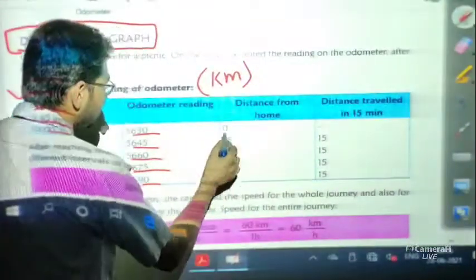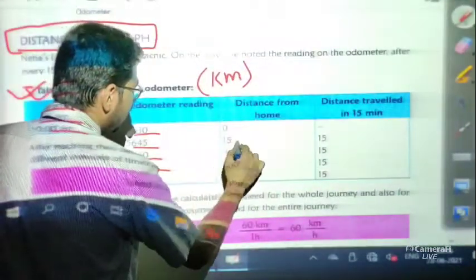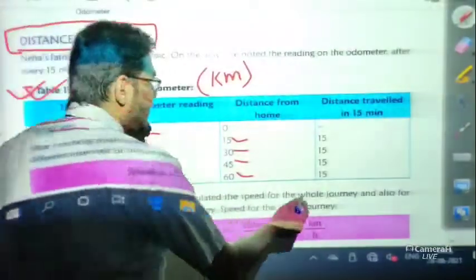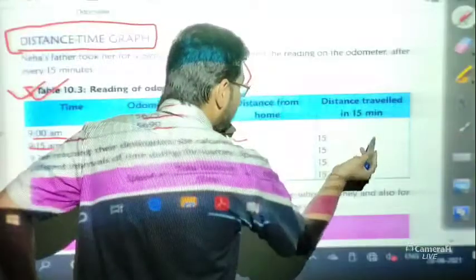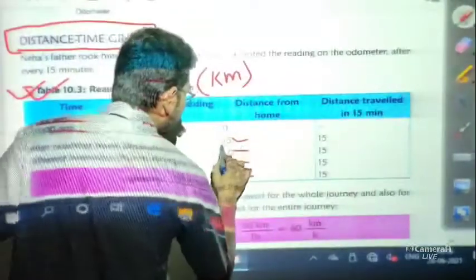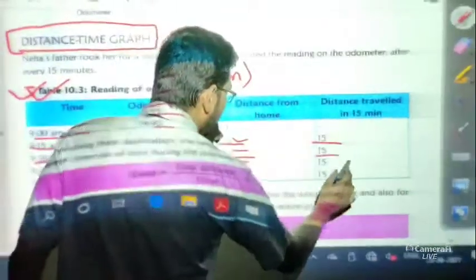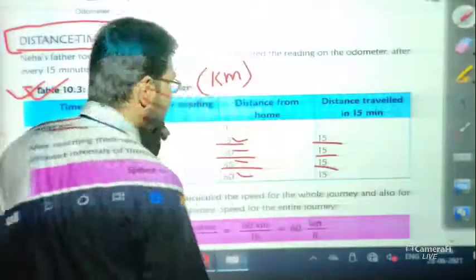So what is the distance? Initially the distance is 0, then it is 15, then 30, 45, 60. These are the distances. So it covers 15 kilometer in 15 minutes, the next 15 kilometer also in 15 minutes, then 15 kilometer in 15 minutes.